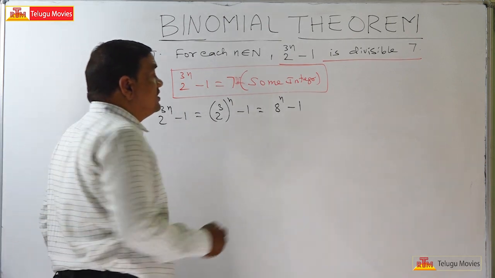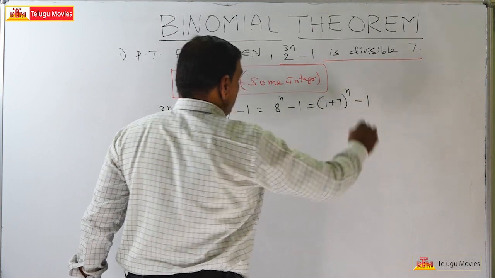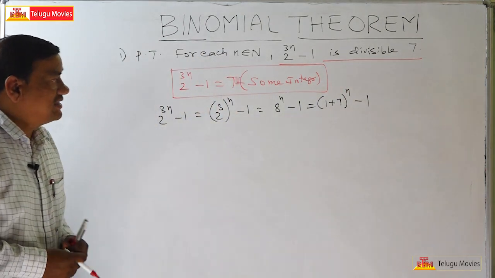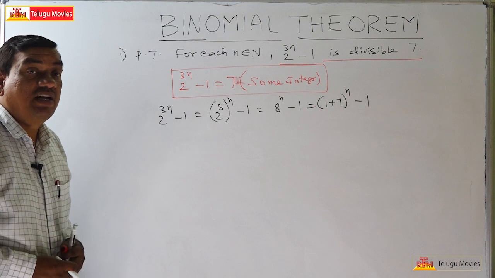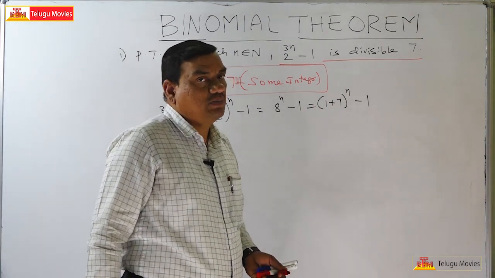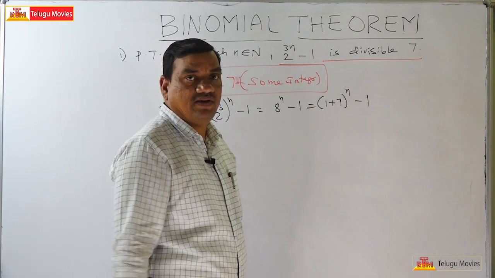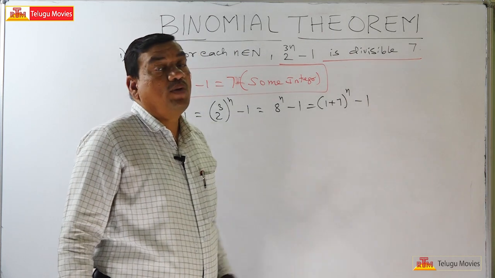So this can be written as (1 + 7)^n - 1. 8 can be expressed as 1 plus 7. Of course, you may ask, sir, 2 plus 5 also we can express. But the thing is, we want 7. That's why we express 1 plus 7. Now, the expansion of (1 + x)^n.